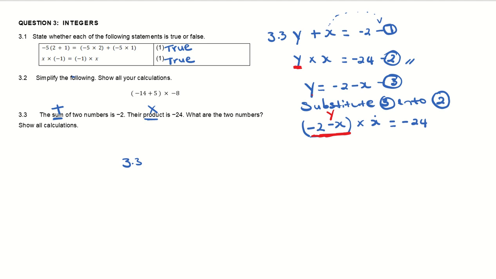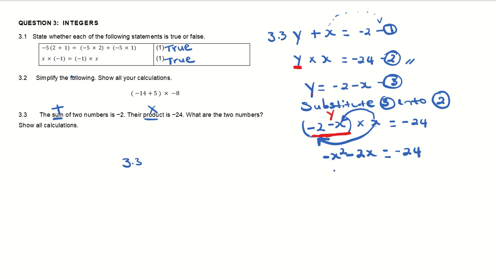Now we start to multiply in, and x must multiply negative x, and then x must multiply negative 2. When x multiplies negative x, we have negative x squared. When x multiplies negative 2, we have minus 2x. And on the right hand side, we still have minus 24.